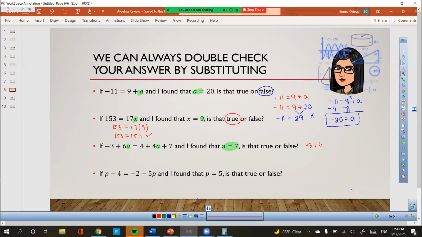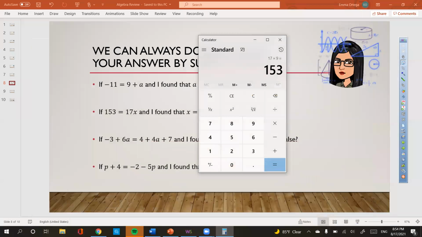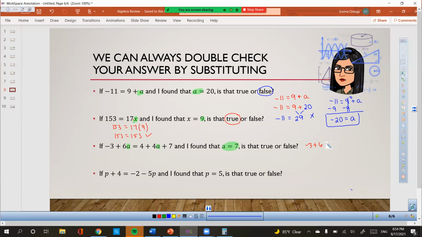Instead of the a, I'm going to put the 7 in parentheses. So I have negative 3 plus 6 times a equals 4 plus 4. Oh, I see another a. I'm going to put it in parentheses. Instead of the a, I'm going to put the 7, and then plus 7. Everything else stays exactly the same. All I did was replace the a with the 7. And now let's go ahead and simplify this.